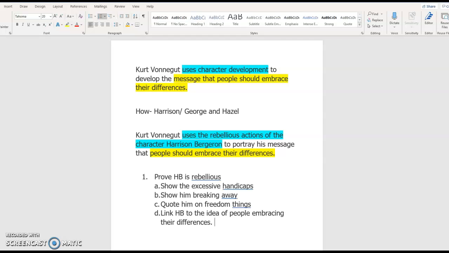So this is what essentially you want to do for your reflection and your prompt.